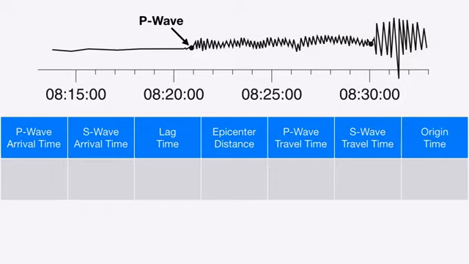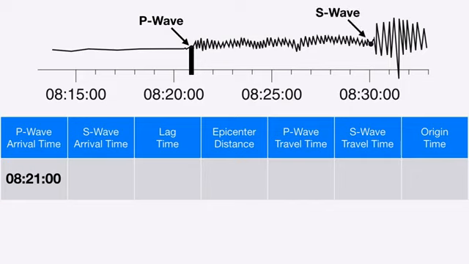So all I need to do is look at the arrival of the P wave and head down to my time scale and record the time that that P wave arrived. In this example, it's about 8:21. If you notice, there's another big jump in the earthquake vibrations as shown on the seismogram, and that reflects the arrival of the S wave.